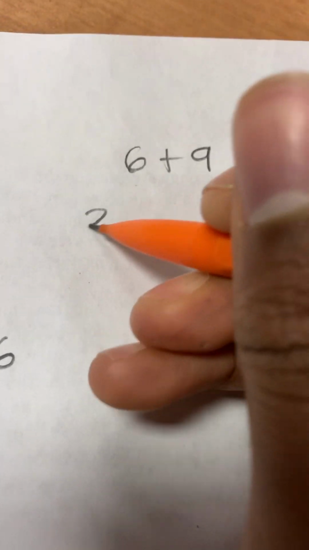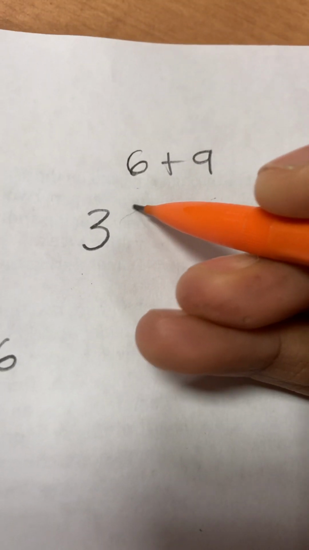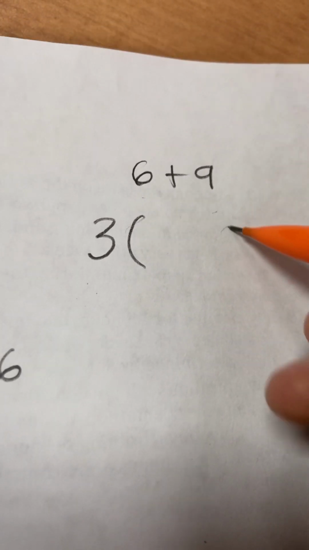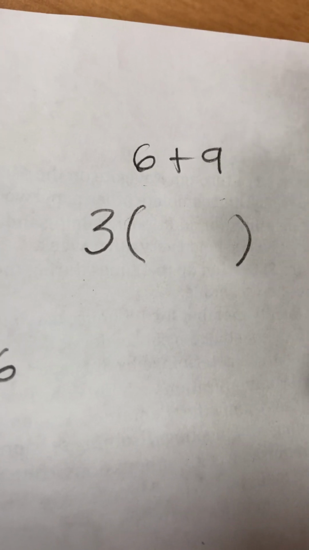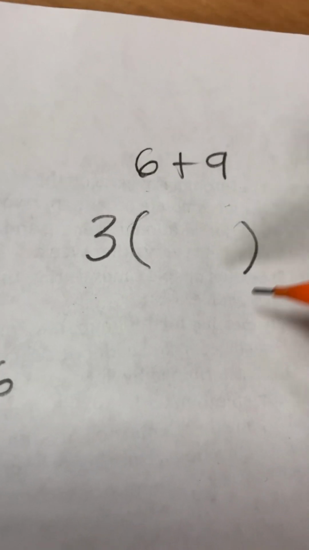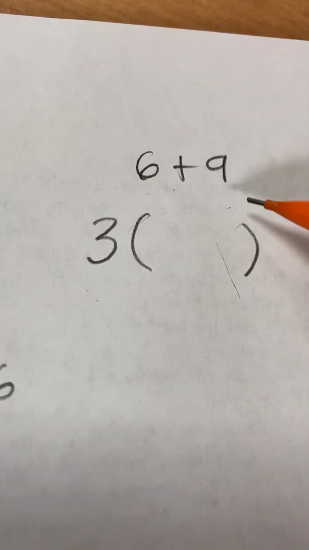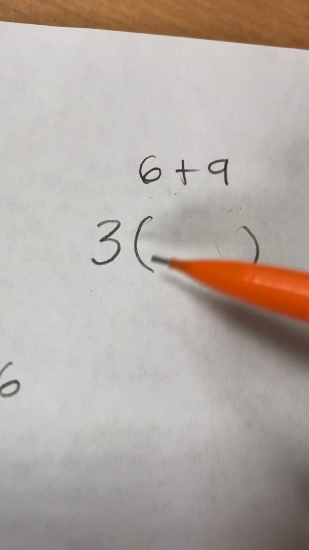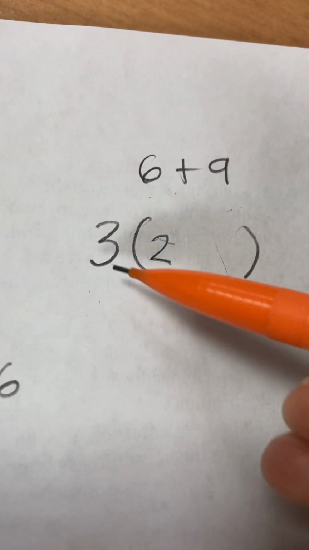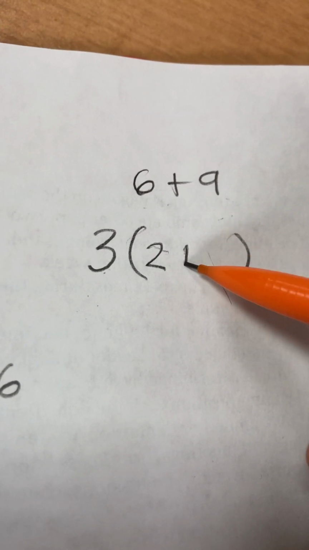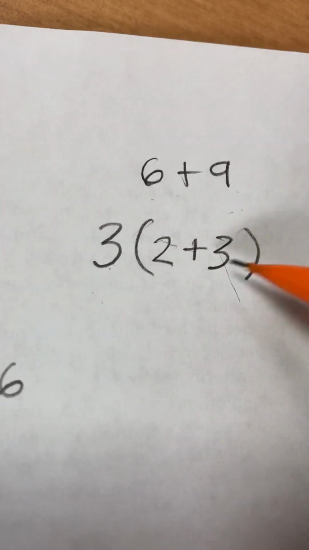So you take the greatest common factor, write it first, and then write your parentheses. Now you need to find out what times 3 gives you 6 and what times 3 gives you 9. So 3 times 2 gives you 6, so you put a 2 in here. 3 times 3 gives you 9, so you put a 3 in here.